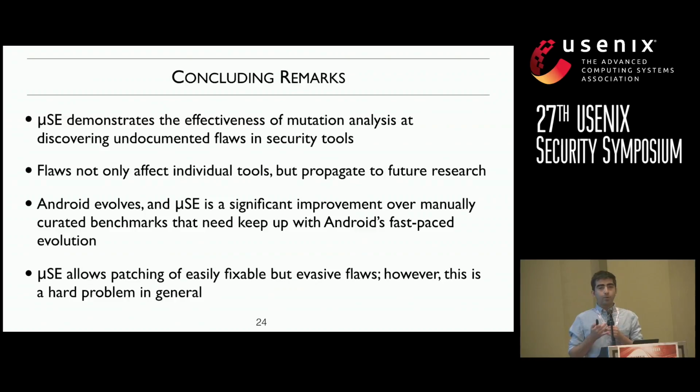Further, Android and its ecosystem of apps and tools are constantly evolving. And Muse can help researchers keep up with this evolution much better than manually curated benchmarking tools. Finally, fixing flaws is a hard problem that needs future research. But identifying and documenting them properly is an important first step, which is where we hope that Muse can be most effective and useful. With this, I end my talk, and I'll be happy to take questions.